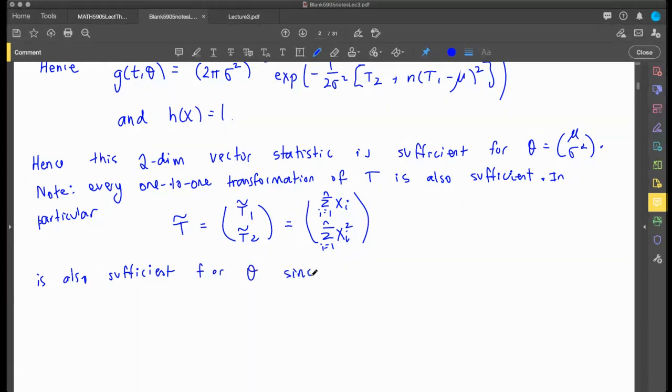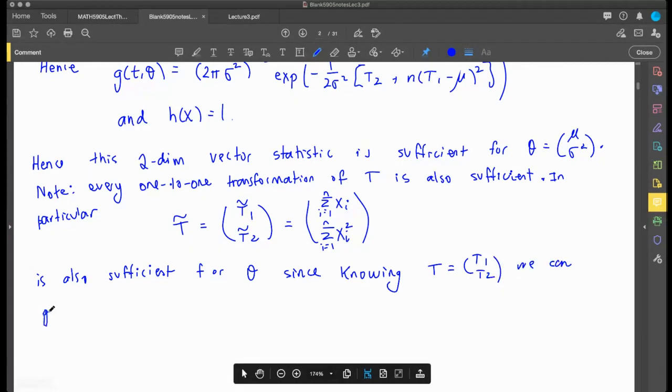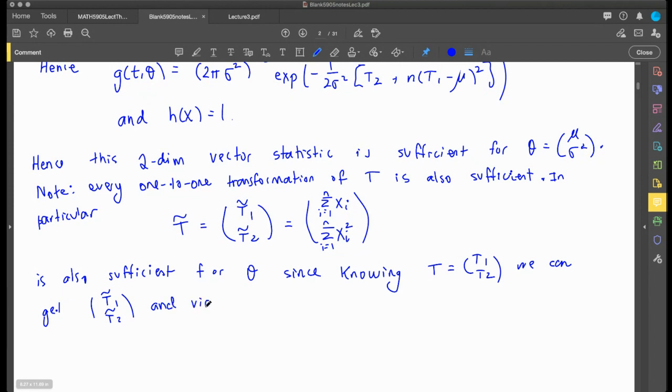For theta, since knowing t, which is the two components t1 and t2, we can recover, or we can get back my t tilde 1 and t tilde 2. And vice versa, you can also go the other way as well. Okay. Any questions on that exercise?